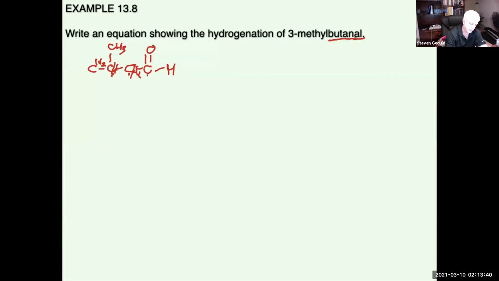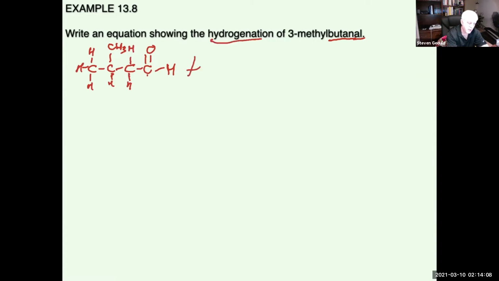Those didn't really go very well there. I made it kind of unclear. So there's our methyl group, and we'll just put our hydrogens here, and every one of these is a hydrogen. So that's 3-methylbutanal.